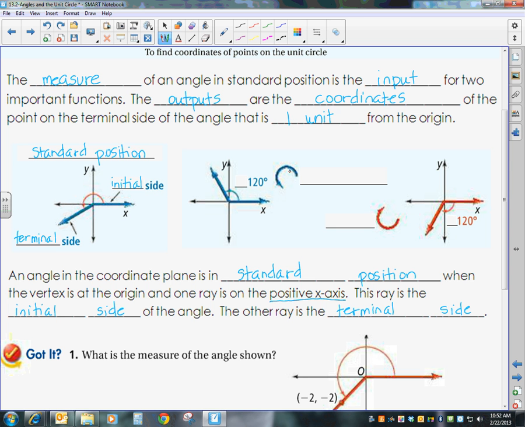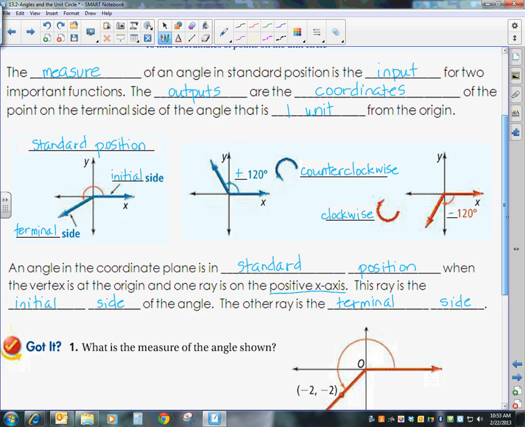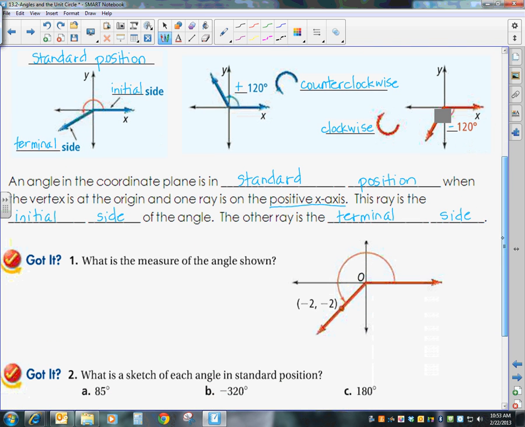Now, if you notice, we have two different directions. This direction, of course, is counterclockwise, and down here we are going in a clockwise direction. Something to keep in mind: it's opposite of what you might think. A counterclockwise direction actually describes a positive angle, and a clockwise direction describes a negative angle. So keep that in mind as you're going forward.